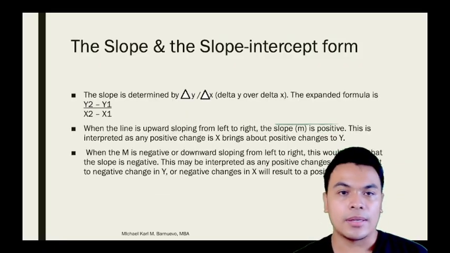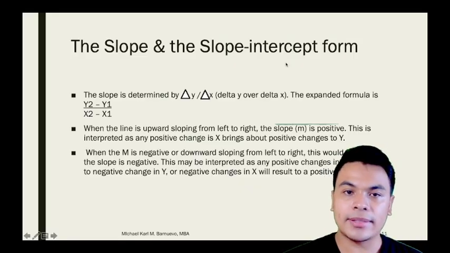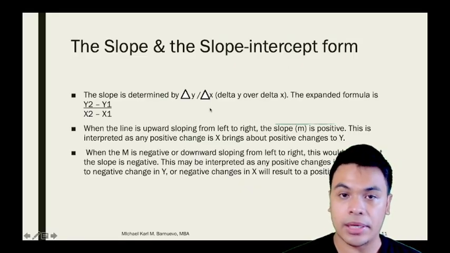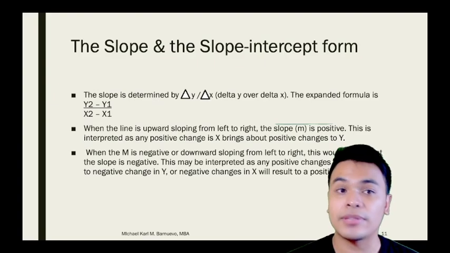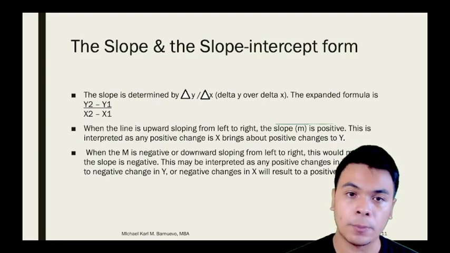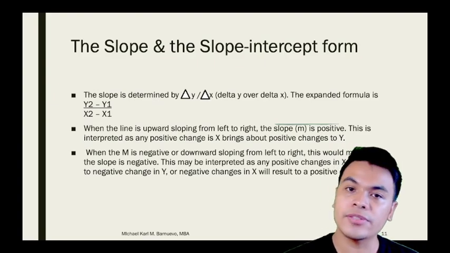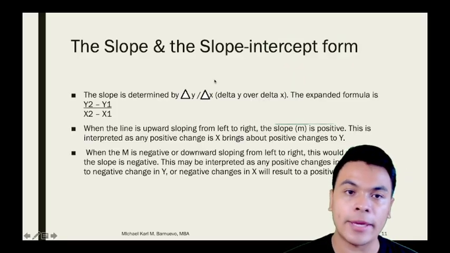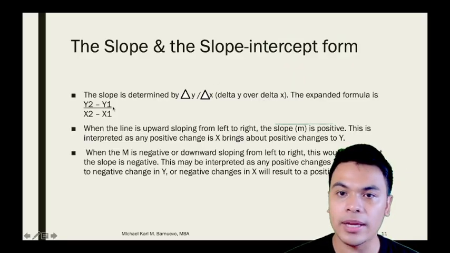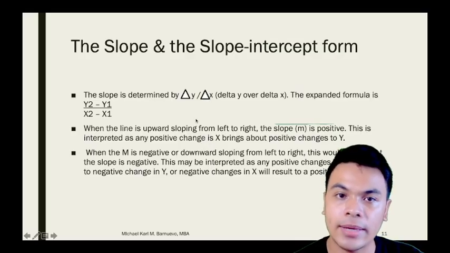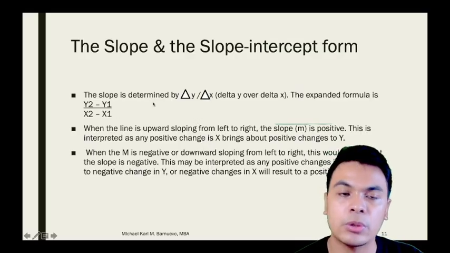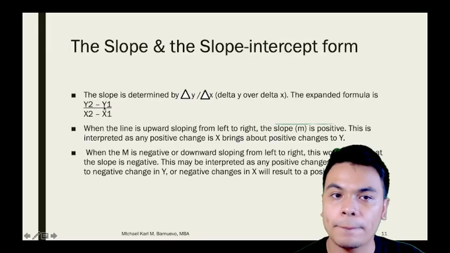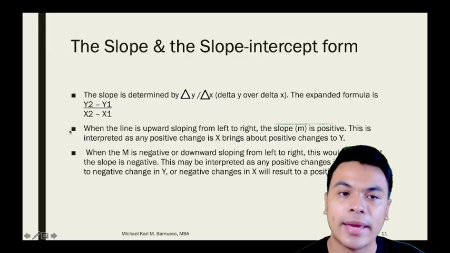Alright, the slope is determined by delta y divided by delta x. When we say delta, this is the difference between the second value and the first value, for y and x. So the formula for delta y divided by delta x is also known as y2 minus y1 divided by x2 minus x1. All right, now we have the rule for the slope.